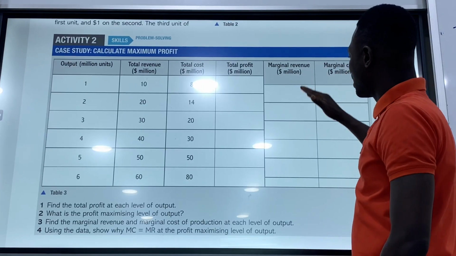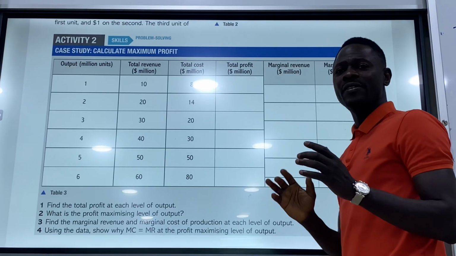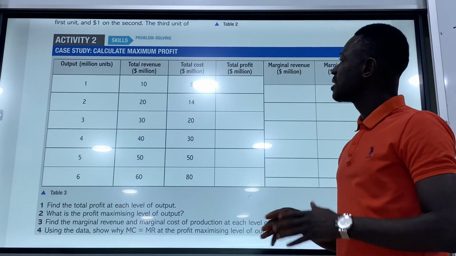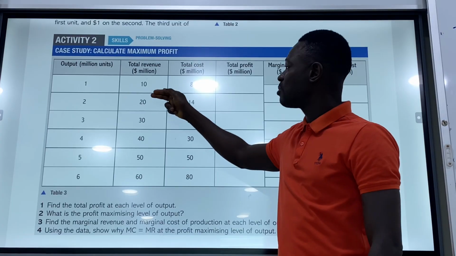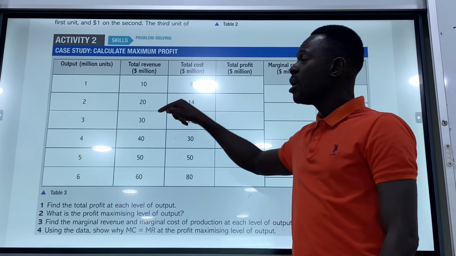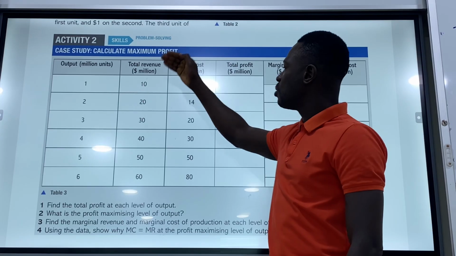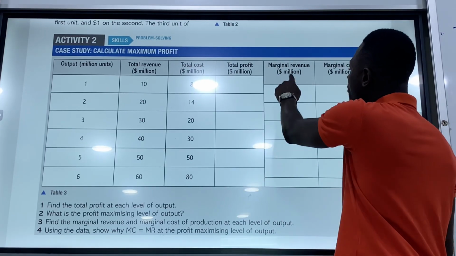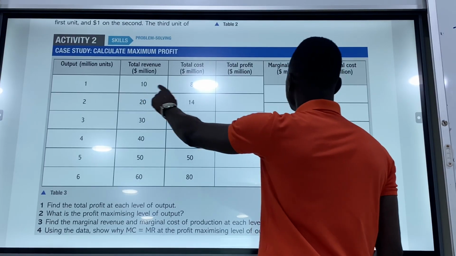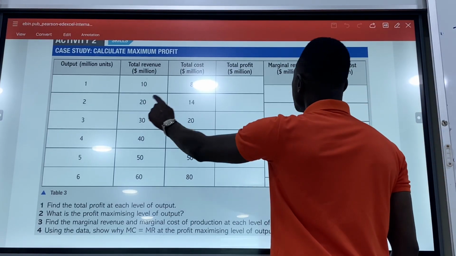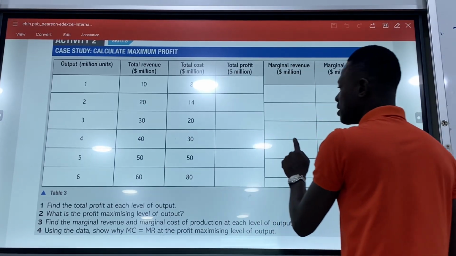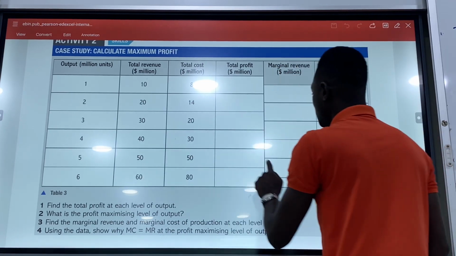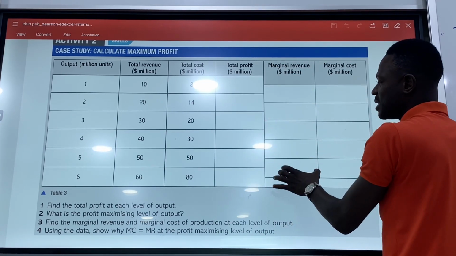Now we go to our marginal revenue. To derive our marginal revenue, it is TR2 minus TR1. Our total revenue in column 2 minus total revenue in column 1 will give us our marginal revenue. So our first marginal revenue will be 20 minus 10, which is 10. 30 minus 20, which is 10. 40 minus 30, which is 10. 50 minus 40, which is 10. 60 minus 50, which is 10. So this is how we derive our marginal revenue.